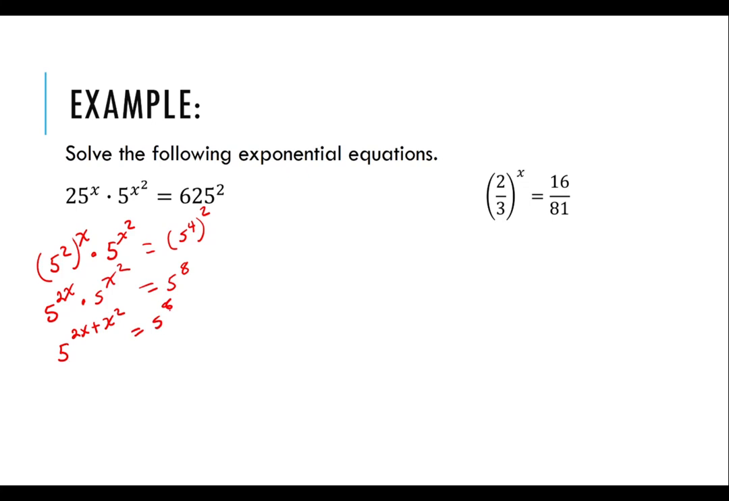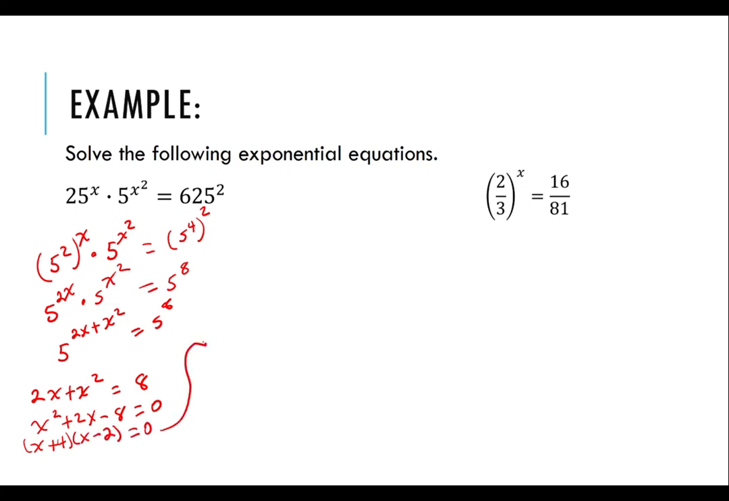Then I have matching bases, and I can just set the exponents equal to each other. That's going to be 2x plus x squared is equal to 8. Now I have a quadratic, so pick your favorite method of solving after I put everything on one side. This is then x squared plus 2x minus 8 is equal to 0. I'm going to factor this because I think that's the easiest. Two numbers that multiply to give us negative 8 but sum to be positive 2. They are x plus 4 times x minus 2.